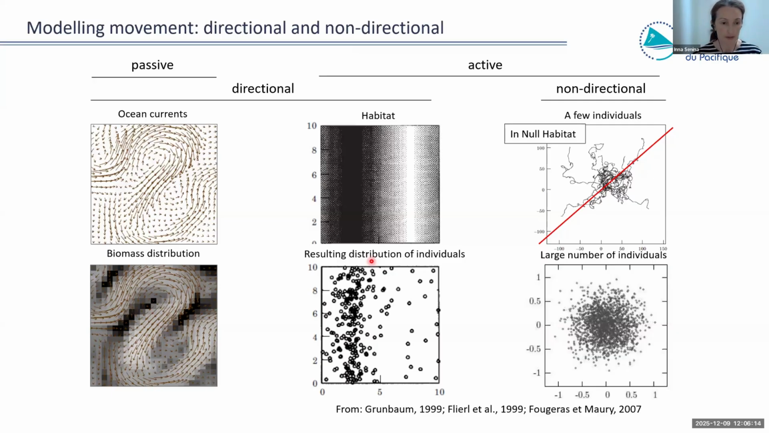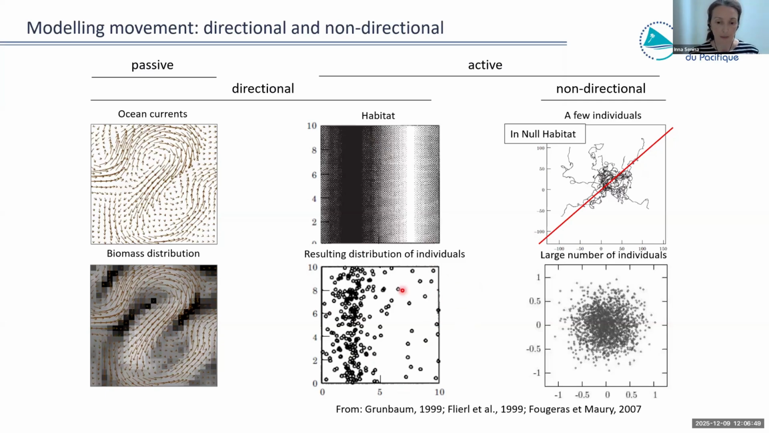I think it's important to highlight that, as I said already, there is a passive and active movement. The passive includes the transport by the ocean currents. Besides, this transport is not only applicable to larvae, because even when tuna are larger, they're still impacted by currents. It's just their velocity is changing through the impact of currents. Then the directional movement also includes the movement towards habitat.